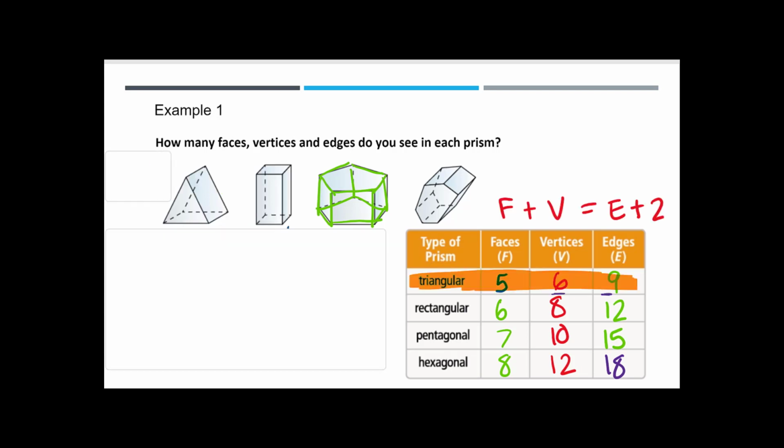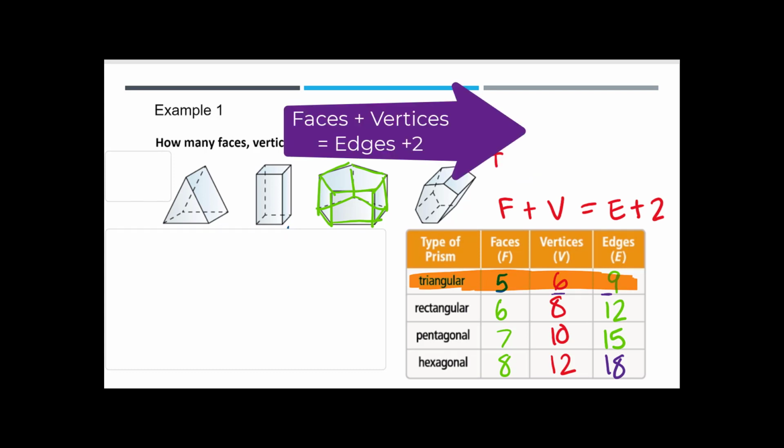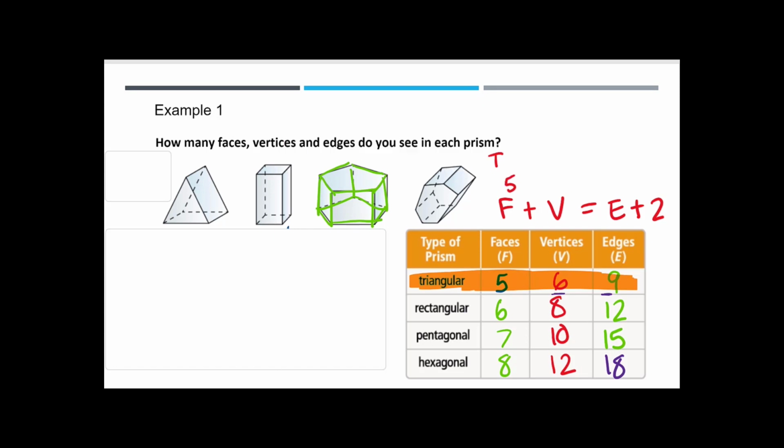There's a relationship that I want to point out between the faces, vertices, and edges. So for the triangular prism, the faces is 5, the vertices 6, the edges is 9, and then we add 2. Is the left side equal to the right side? 11 is equal to 11. That is true.